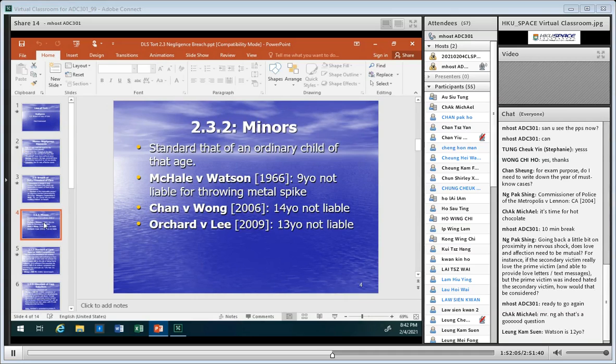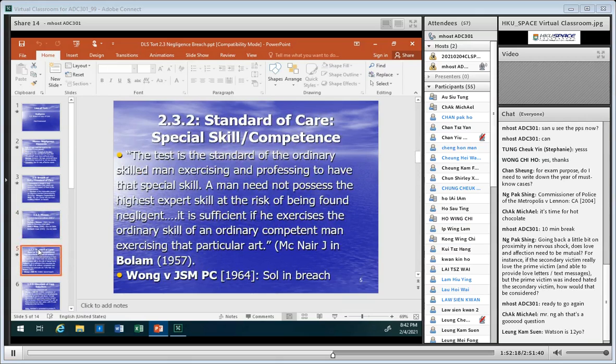In all of these cases, the child was not in breach of the duty of care. There was no negligence in any of those cases. The standard is that of an ordinary child of that particular age. Okay, now what about people who have special skills or competence? What is the standard of care for them?